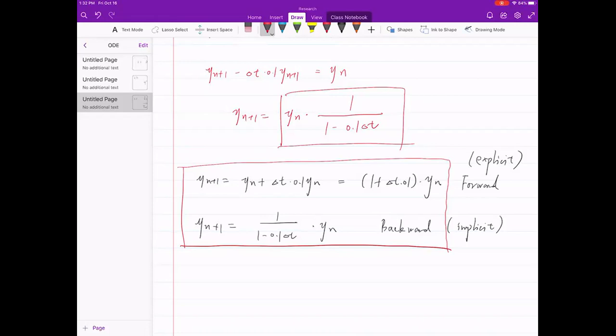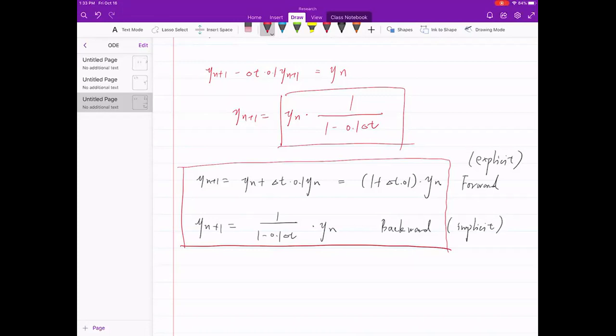Is everything clear how we derive the backward Euler? Okay, we just change a small thing. For this case, it's actually easy because it's a linear function of yn, so you can move yn. If there's a yn square or something in the f, it becomes more complicated. You have to solve it.